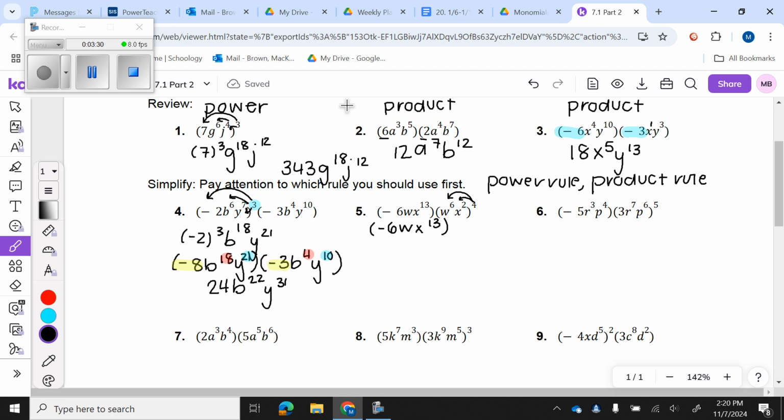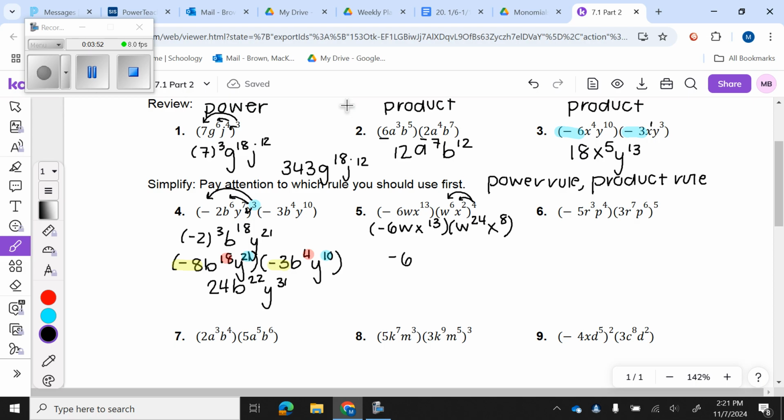And now when I do my power rule, I'm multiplying my exponents. So I'm going to have w to the 24th and x to the 8th, because I got to do 4 times 24 and 4 times 2. Now that I've done the power rule, I'm going to come do the product rule. I'm going to multiply my coefficients. Well, there's no coefficient here. Well, it's a 1. But negative 6 times 1 is still going to be a negative 6.